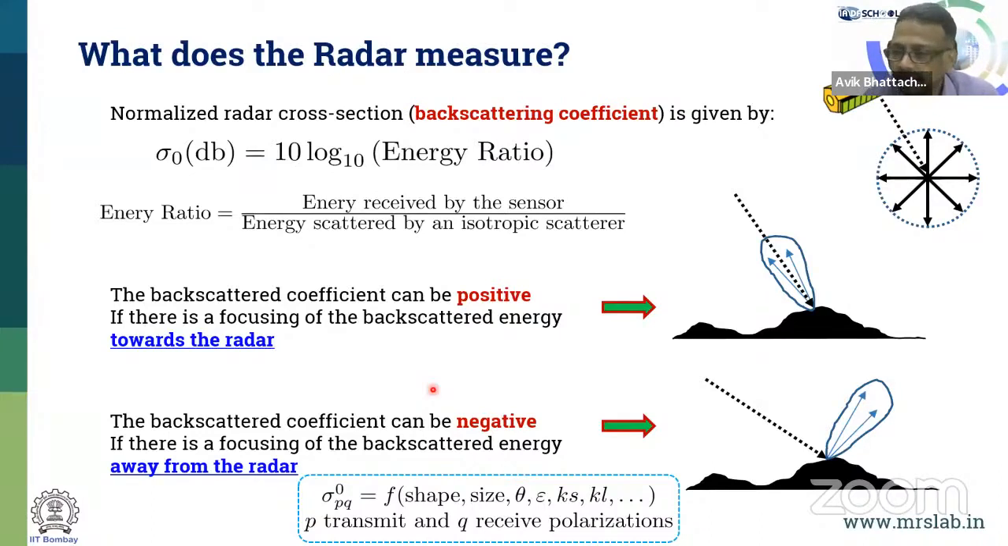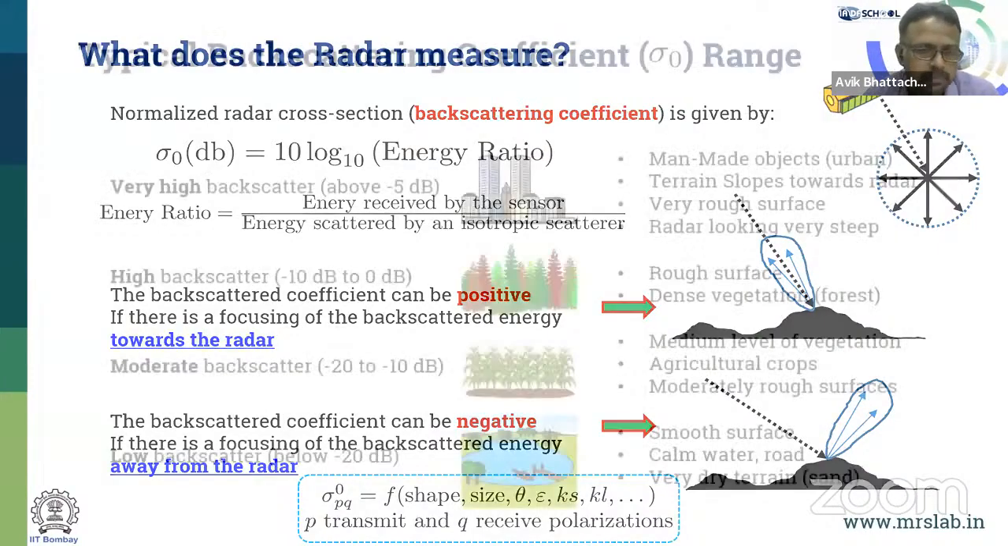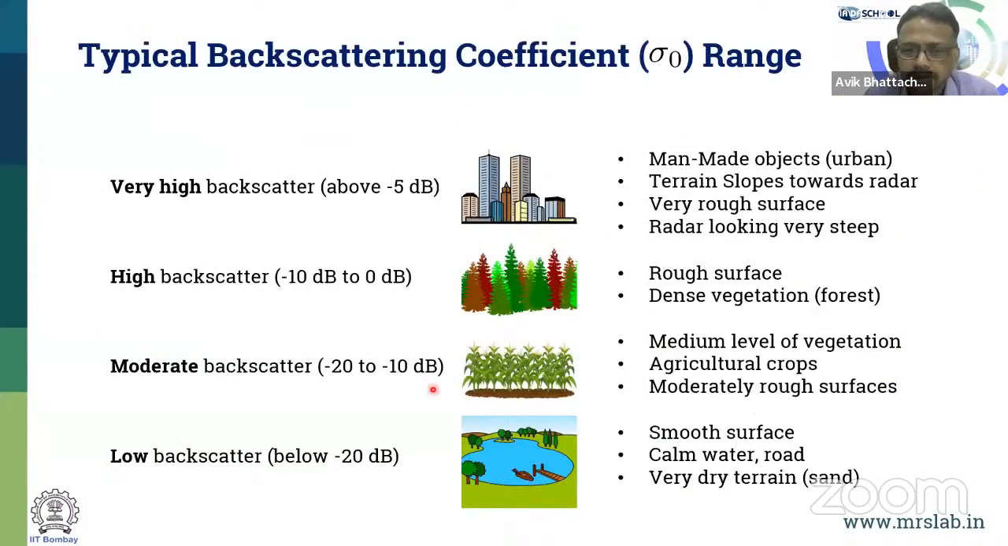The backscatter typically is a function of many parameters: shape, size, incidence angle, the dielectric properties, the roughness and so on. But if we just talk about the typical backscatter ranges, these are very typical and need not be accurate. A very high backscatter could possibly be from a man-made target or a very rough surface. Moderate could be from a medium level of vegetation, agricultural fields and so on. And low could be from smooth surfaces, calm water and so on. So when we measure this backscatter, we can say that possibly these are from these kinds of areas. Not always sure, but it is first-hand information.